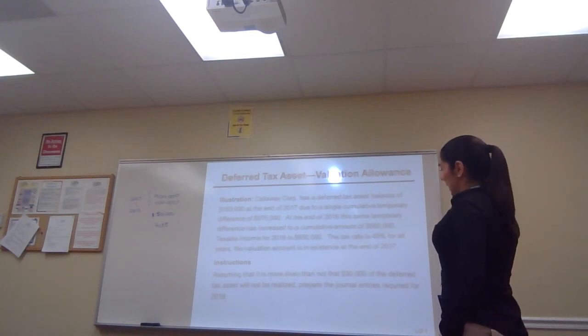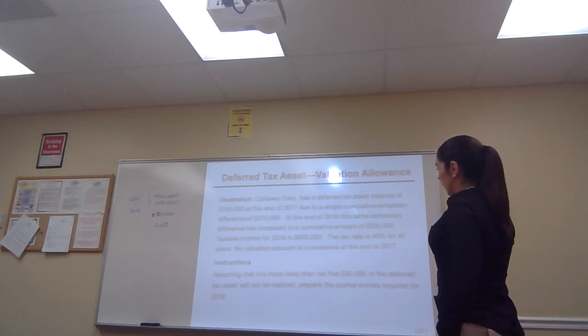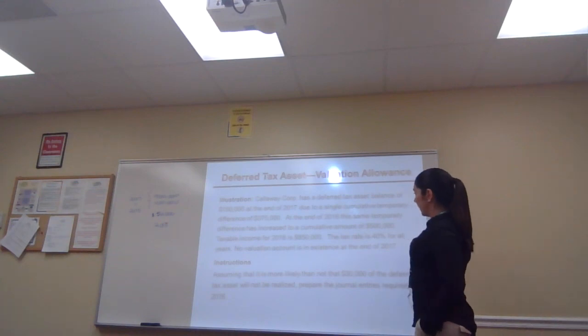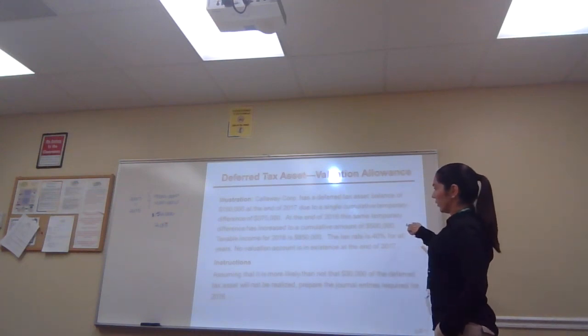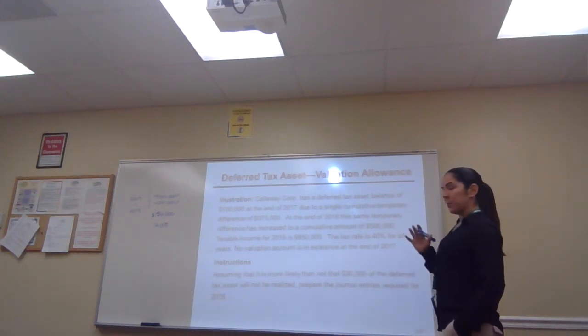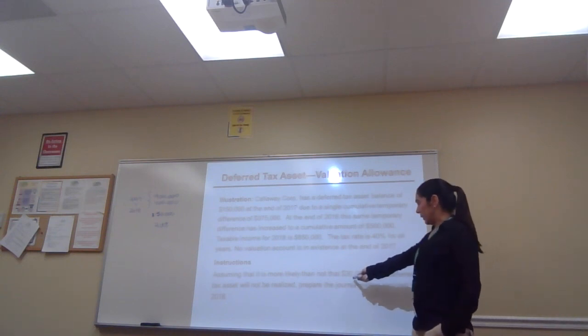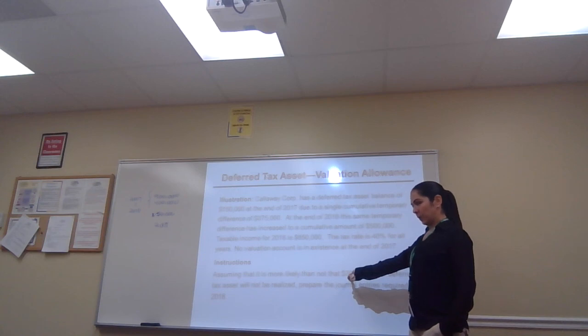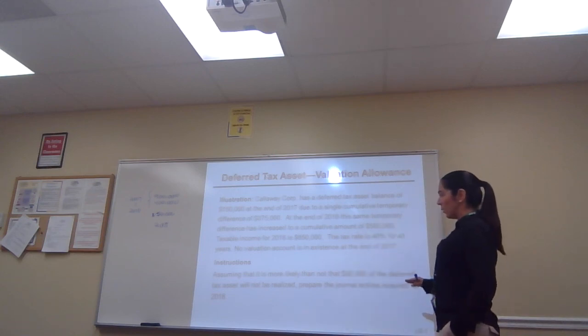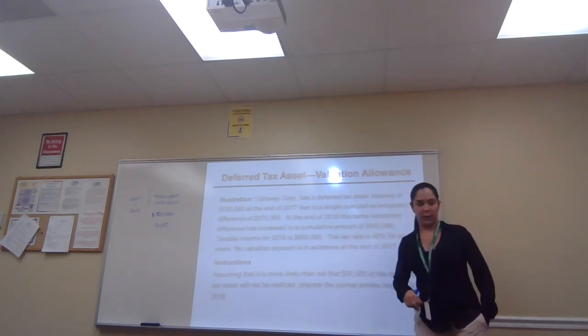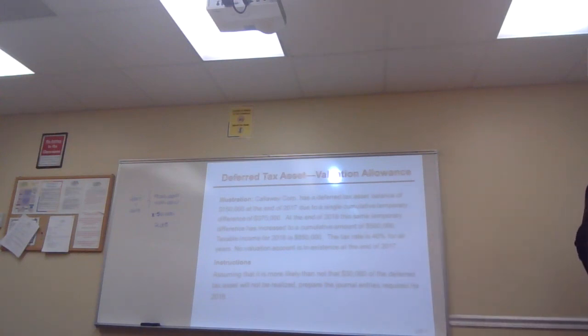Assuming that it's more likely than not that $30,000 of the deferred tax asset will not be realized. So they're basically saying out of this $500,000 of deferred tax asset that the company believes it's going to use in the future, there's a more than 50% chance that the $30,000 will not be used. So now they're going to do a valuation account to offset that $30,000 against the deferred tax asset.